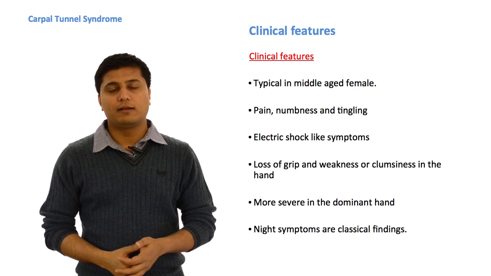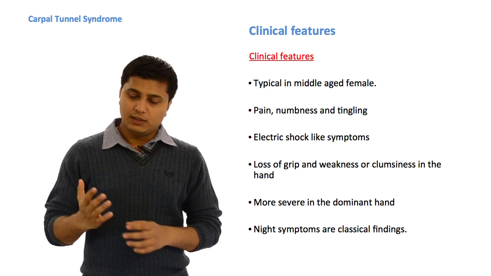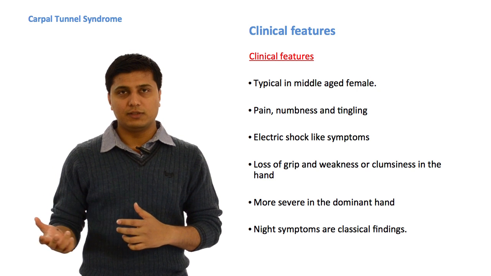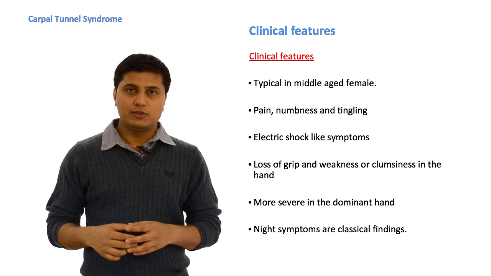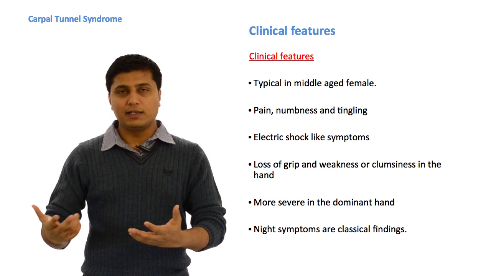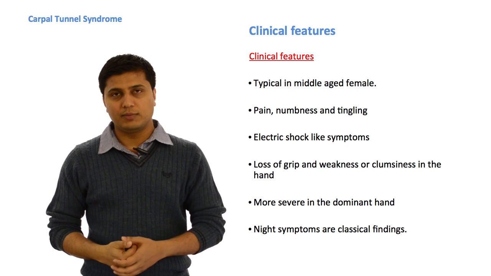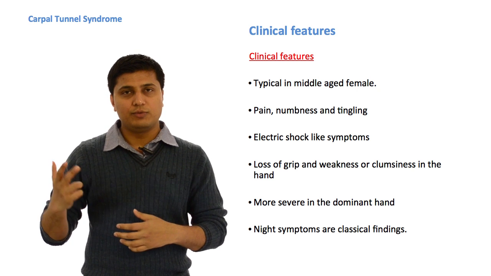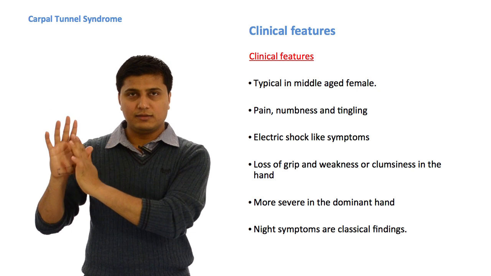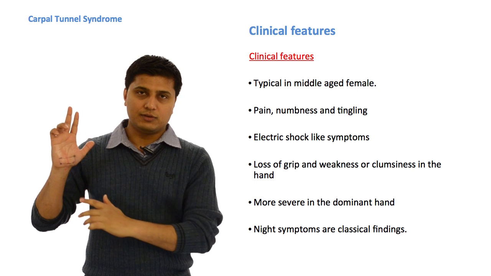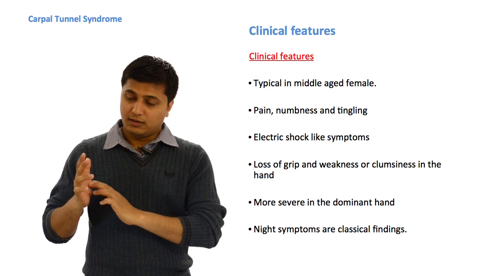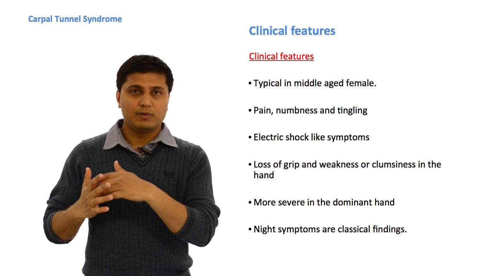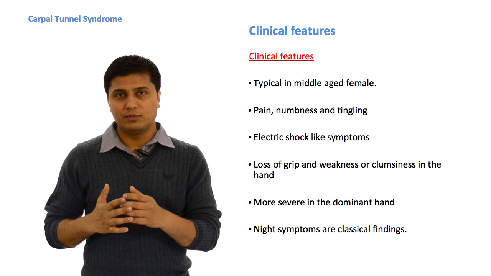Let's look into the clinical features of carpal tunnel syndrome. The median nerve has motor as well as sensory supply in the hand. Mainly when the patient comes, the clinical features are sensory symptoms, for example, pain in the distribution of the median nerve. These are the 3 fingers which are supplied by the median nerve. Sometimes it may be numbness or a tingling sensation. Sometimes the patient may complain of electric shock-like symptoms.